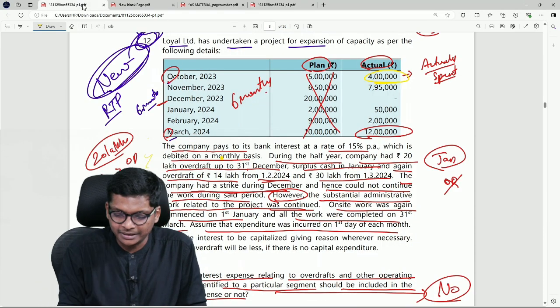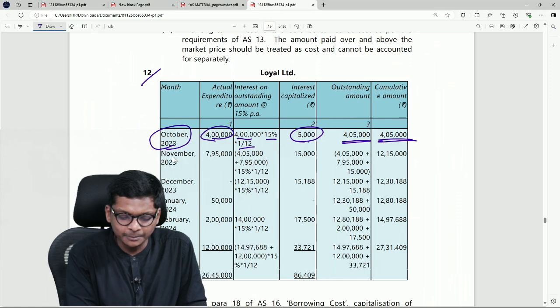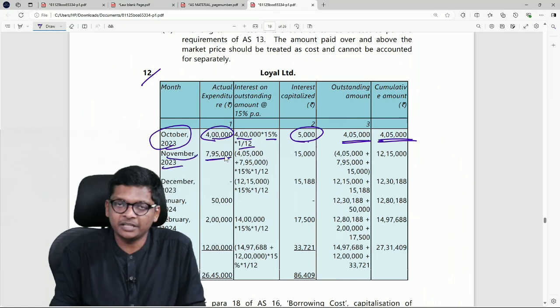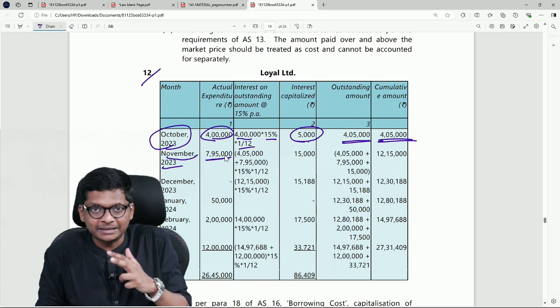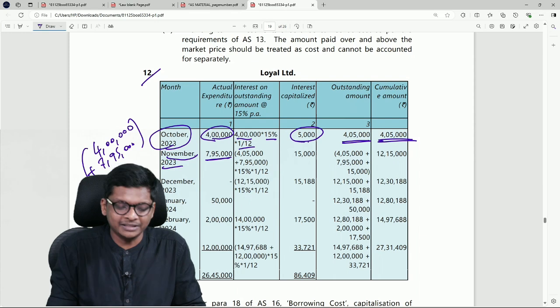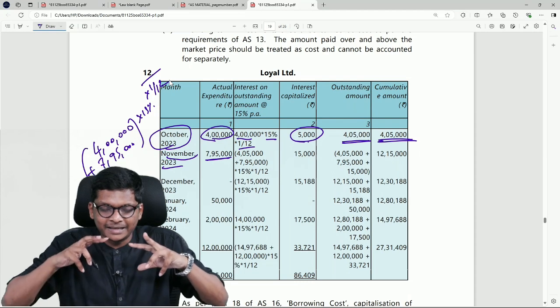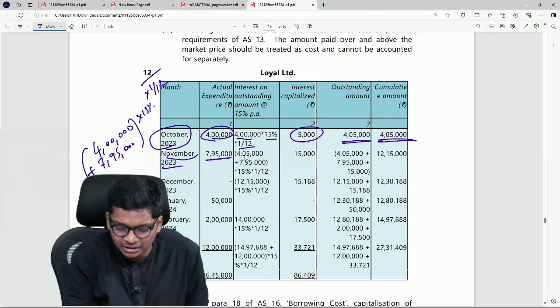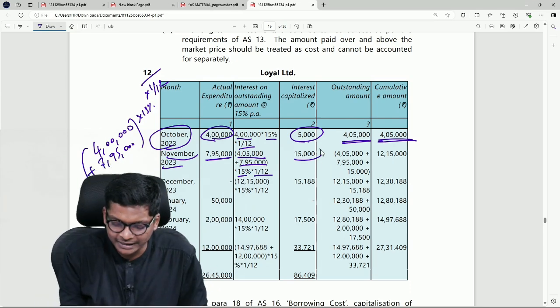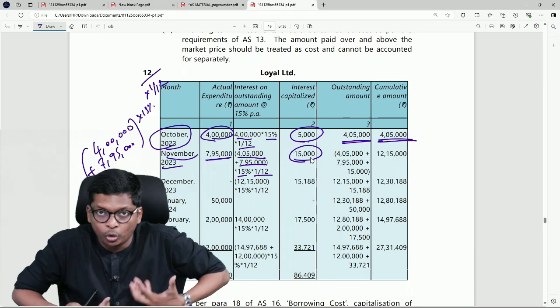Sir, what about the second month? In the second month, if you see here, 7 lakh 95,000 has been borrowed additionally. So in November 2023, 7 lakh 95,000, but this time you have to pay interest for the full outstanding. Already 4 lakhs is outstanding plus 7 lakh 95,000; add both of these and apply 15% into 1/12, because this time I have to pay interest for the October loan and the November loan. So the interest will come to 15,000, which is capitalized. Now, what is the total amount of loan I have to repay, guys?